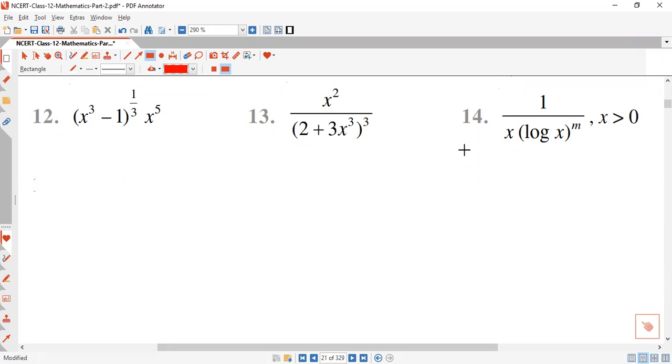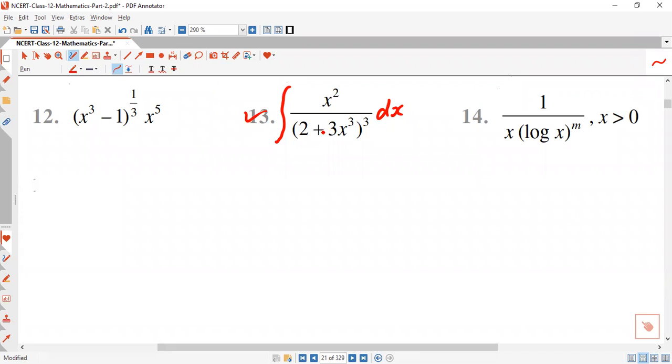We are learning the chapter number 7. In this chapter number 7, in the last lecture, we discussed exercise 7.2 and up to question 12 we have done the questions. So today we'll start with question number 13. Now we want to do the integration of this part. Integrate this question.